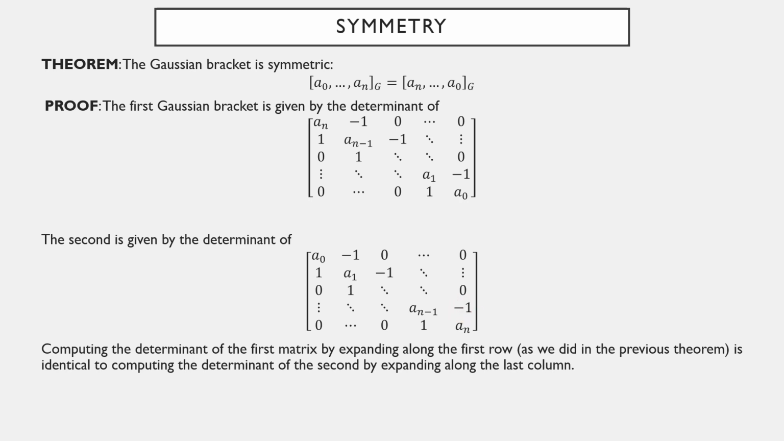So what you'll end up with is exactly the same thing as if you had done expansion along the top row here or expansion along the last column here. It's a fairly quick inductive proof that these will be for any size the same determinant. Now, since the matrices have the same determinant, the Gaussian brackets have the same value. So the Gaussian bracket is symmetric. That's nice to know.